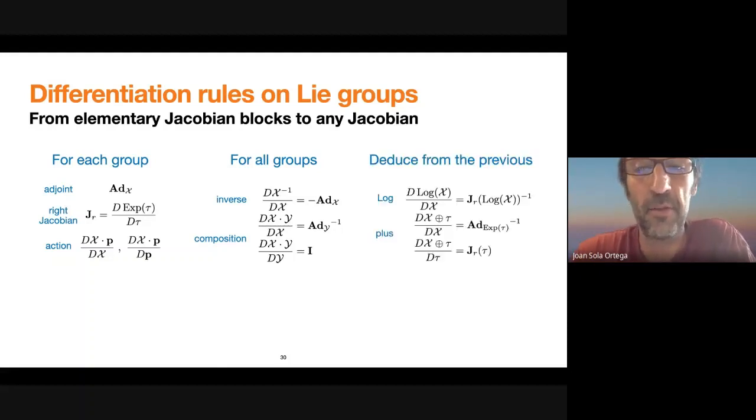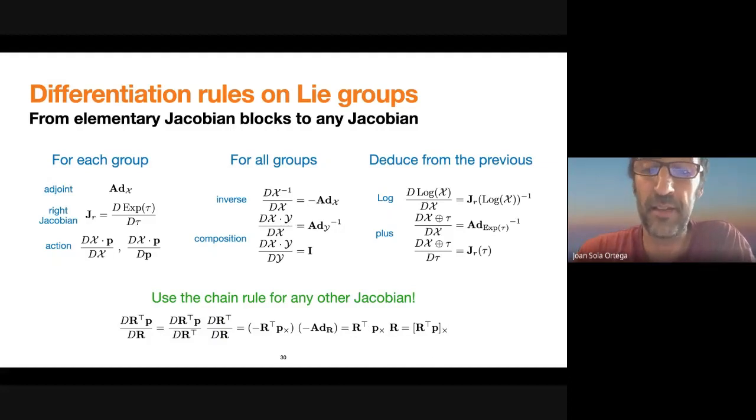And so you can deduce from these formulas more derivatives, the derivative of log, the derivative of plus, minus, and these kind of operators. And for any other thing, you apply the chain rule, which works, okay? So to compute the derivative of R transpose P with respect to R, well, you just break it into pieces, apply the chain rule, and you get this formula. R transpose P, everything cross. That's this Jacobian. It's easy, it's powerful, and it works for all the groups. So it's good.